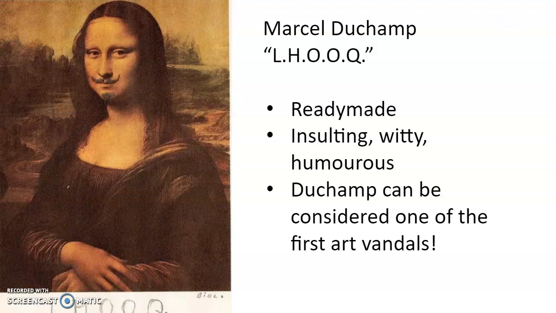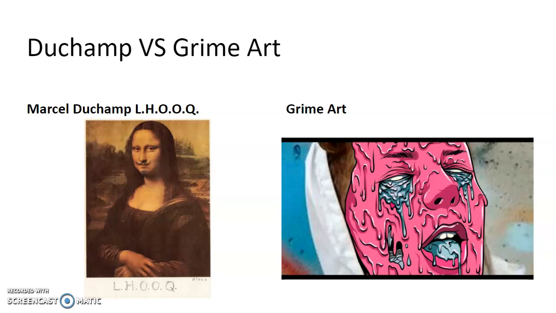So that's Marcel Duchamp. We're going to take a lesson from him and put it into modern times. One more thing I need to tell you is about the title, which is L-H-O-O-Q. And again, he is French. So if you say those letters in French, and say it really fast, it sounds like: she has a hot butt. So talk about insulting, right? Insulting the Mona Lisa and everything it stands for.